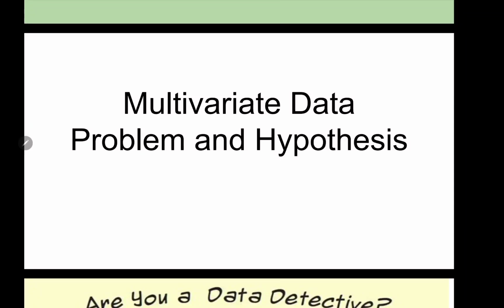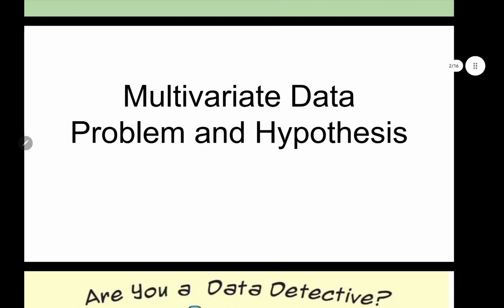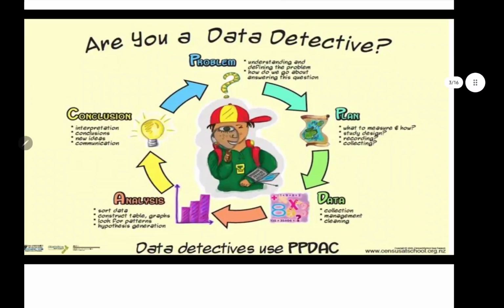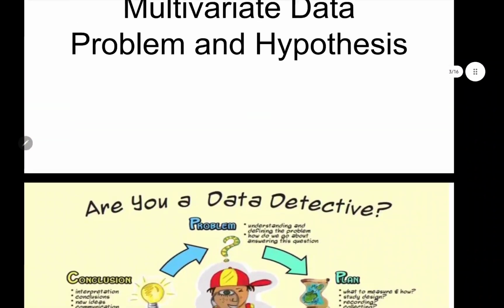Right, welcome. This is going to be the multivariate data and assessment. We're going to go step by step. This is the first one. This is the problem video. Of course, the whole cycle for multivariate data is this one: PPDAC, problem, plan, data, analysis, conclusion. This is the first video, so we're going to try to cover problem.